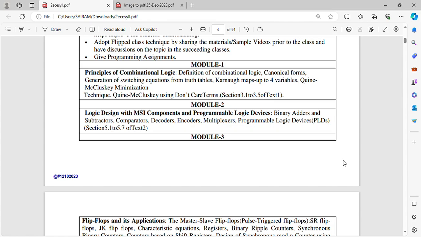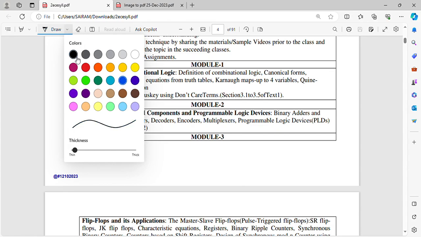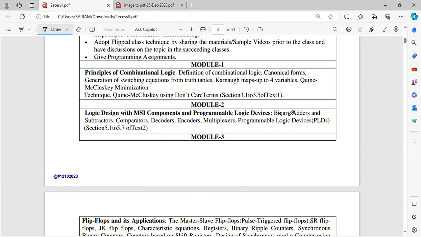So today this is a discussion on Module number 2, that is logic design with MSI components and programmable logic devices. This is with respect to digital system design using Verilog, and we had discussed with respect to binary adders and subtractors.